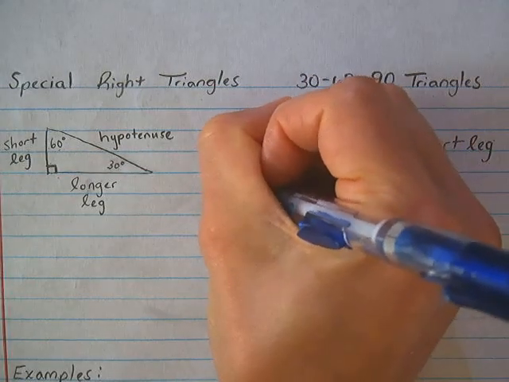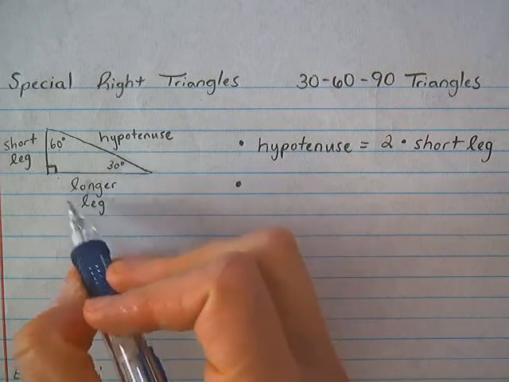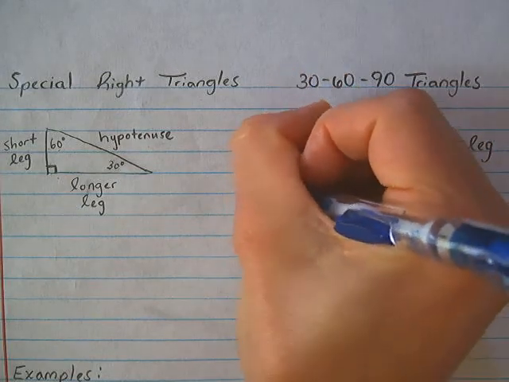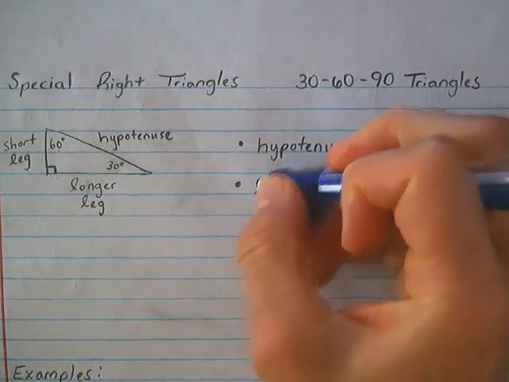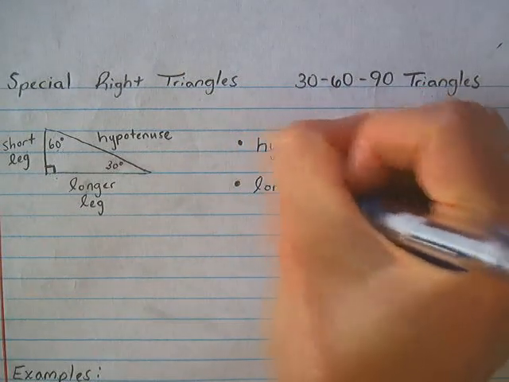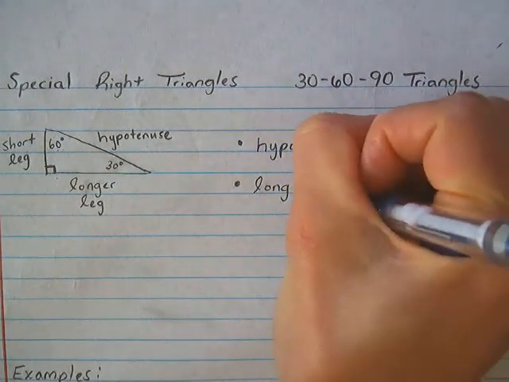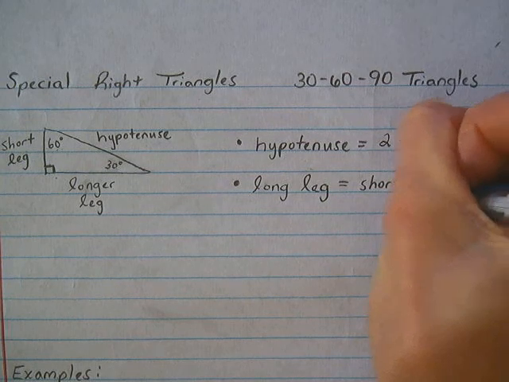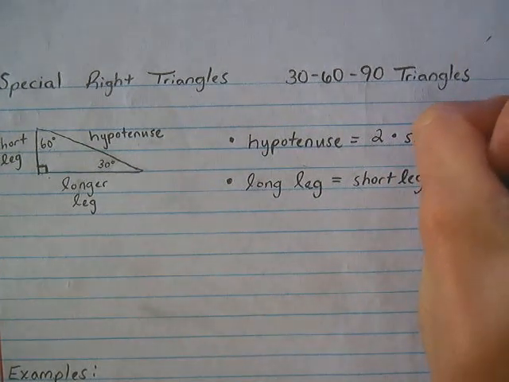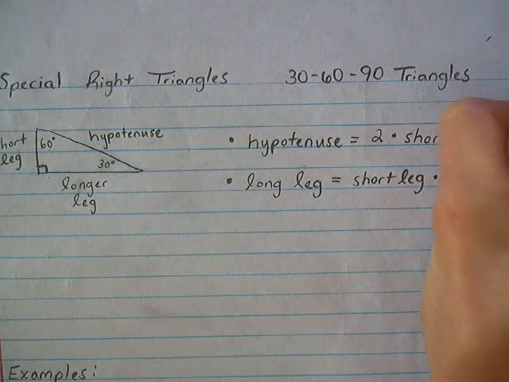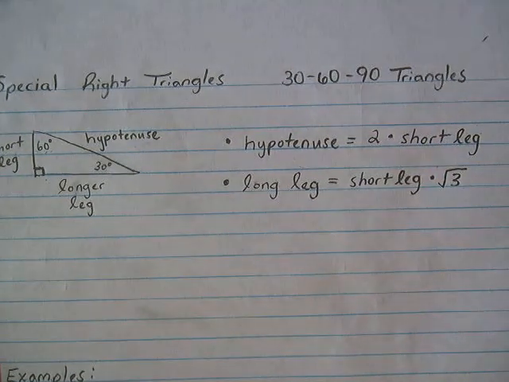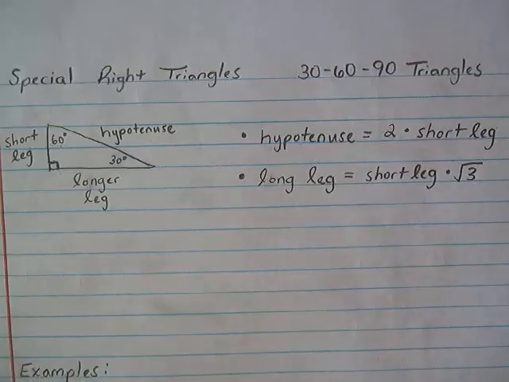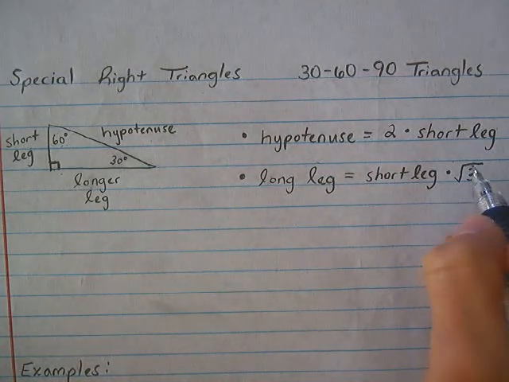The other thing that's important to this triangle is how the long leg relates to the short leg. If you have to find the long leg, it is equal to the short leg, whatever its length is, times the square root of 3 this time. Now, if you remember when we talked about 45-45-90 triangles, we had a little square root 2 in it.